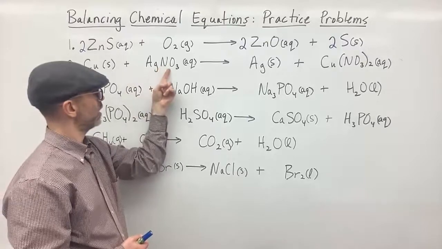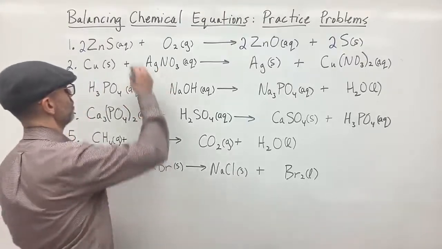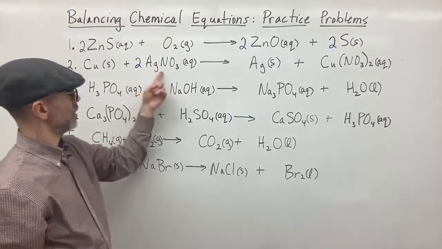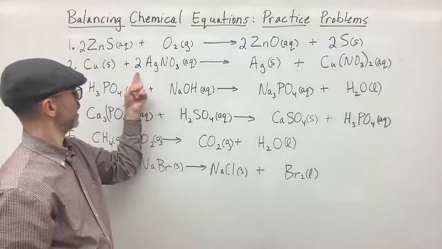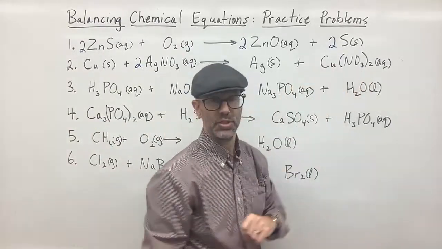So since I have 1 here and I need 2, then the coefficient has to be 2 here. So I'm going to put a 2 coefficient. So now my nitrates are balanced. So 2 times 1 is 2, and then 1 times 2 is 2.